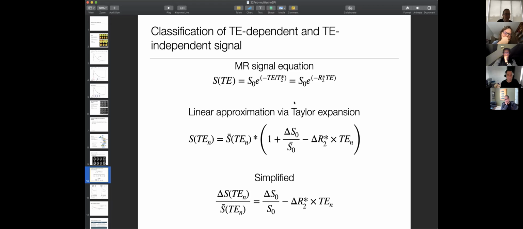So basically we have this exponential decay. You can use a linear approximation via Taylor expansion to simplify it into this equation here. And basically this simplifies, and the main thing is it simplifies into two independent terms. One of them is dependent wholly on the base signal, and the other one has this R2 star and echo time dependence to it.